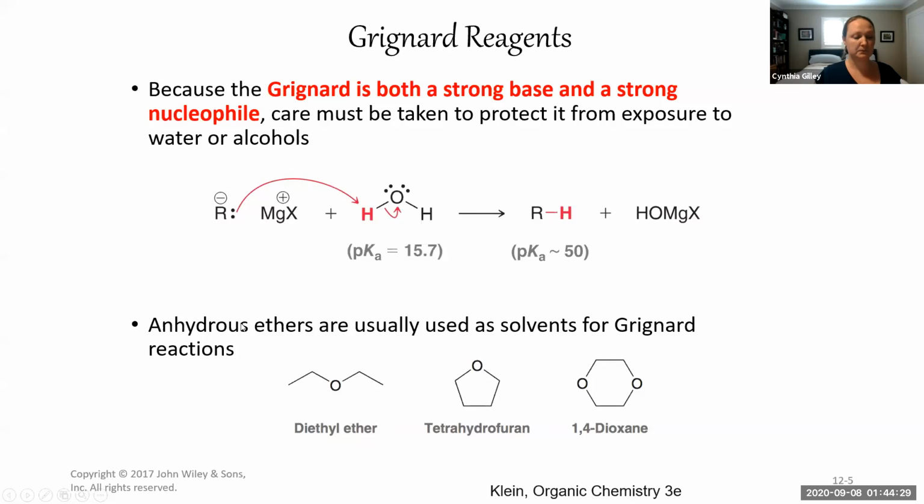Ethers are commonly used as the solvent for organic reactions because the oxygen's lone pair coordinates to the positively charged magnesium, stabilizing it. These are some examples of ether-based solvents that are commonly used in reactions as well as the Grignard reaction. We have diethyl ether, which is sometimes just called ether, tetrahydrofuran, and 1,4-dioxane.